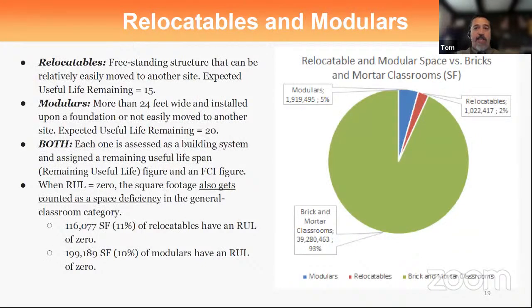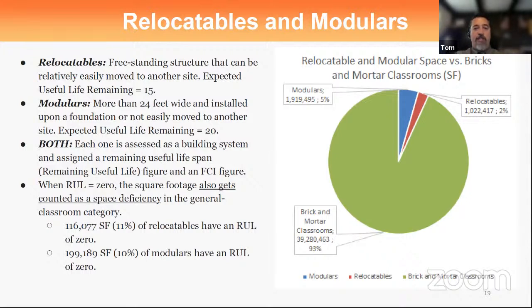So in the statewide assessment, relocatables and modulars are counted separately so we can treat them differently in the data set. For the purposes of the study, relocatables are freestanding structures that can relatively easily be moved to another site. The expected useful life is 15 years. We expect it to last 15 years with proper maintenance.